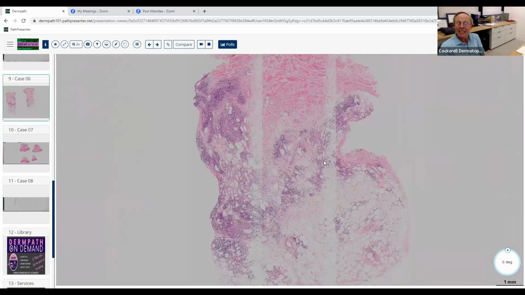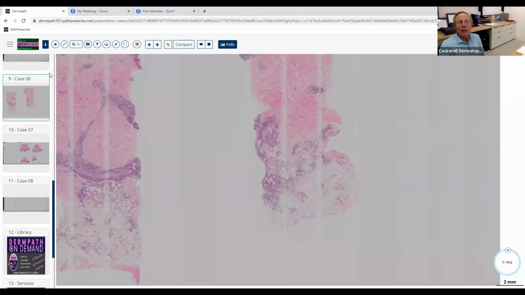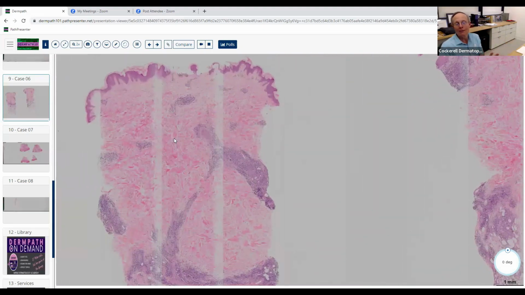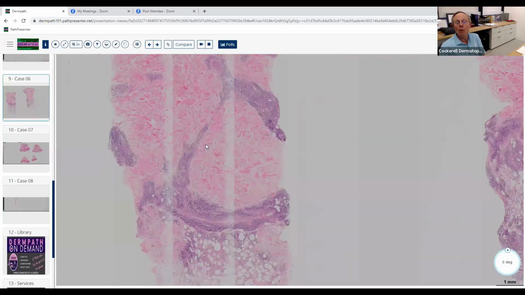And 60% of patients or more with lupus profundus have systemic lupus. So if you get a patient with this, you need to work them up to make sure they don't have SLE. So remember that mnemonic. So now you know, you'll never forget it as long as you live now, right? So that's very, very helpful when you're looking at these lymphocytic infiltrates.